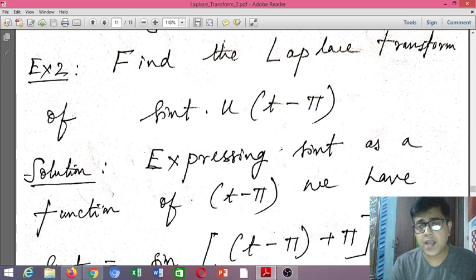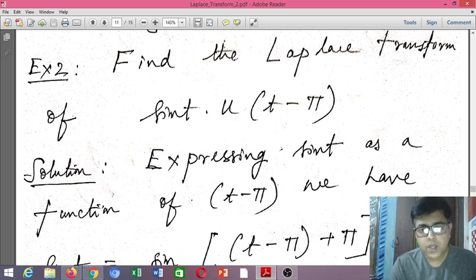It says: find the Laplace transform of sin t into u(t minus pi). It's as simple as that. Find the Laplace transform of sin t into u(t minus pi). Now how do I do that? What we are going to do is use the second shifting property result.